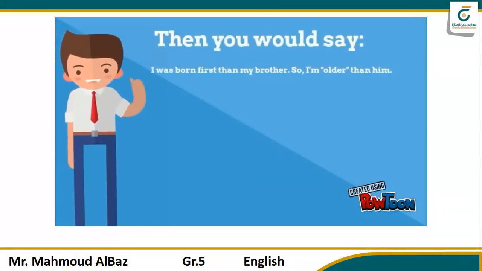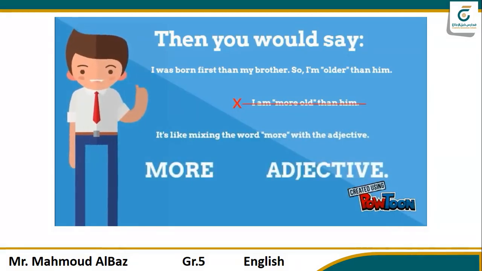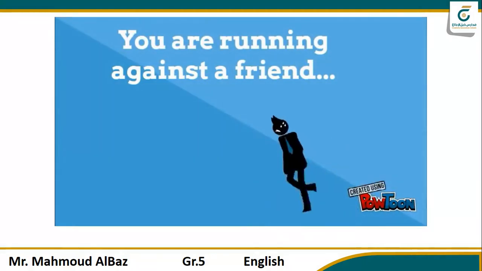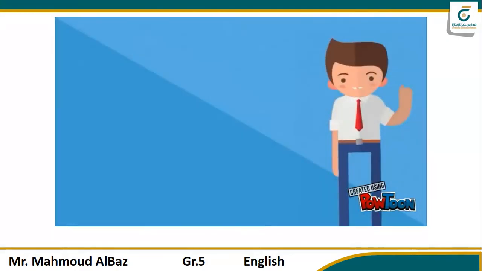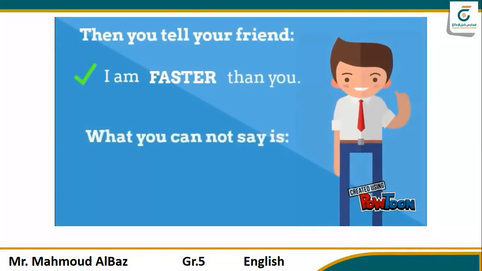Then, you would say something like, I was born first, so I am older than my brother. What you cannot say is, I am more old than him. This is not correct. It's like mixing the word more with the adjective. Let's make an example. Guess you're running against a friend, only the two of you. And then, you win. So, what would you say to your friend? You tell your friend, I am faster than you, which is correct. What you cannot say is, I am more fast than you. This is not right. Well, moving on.